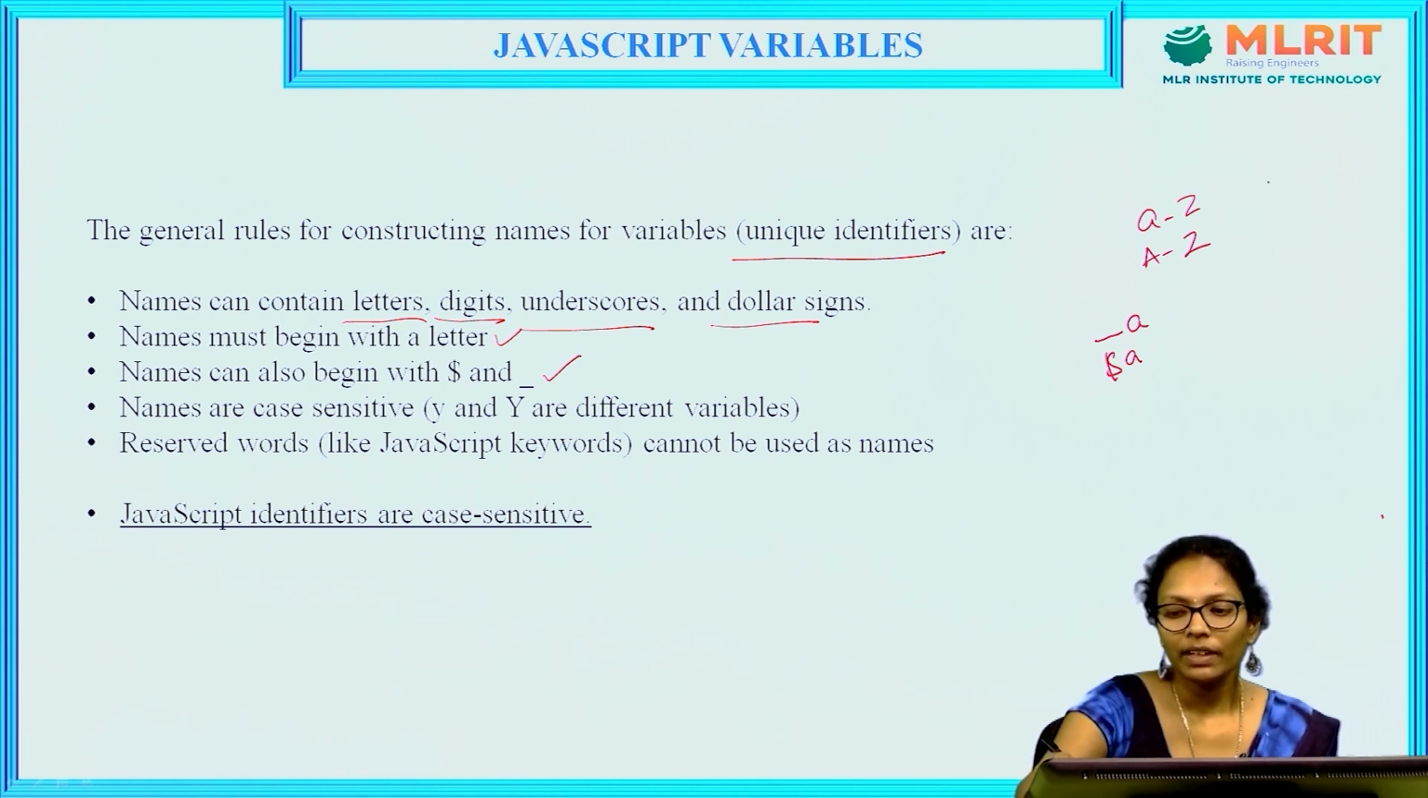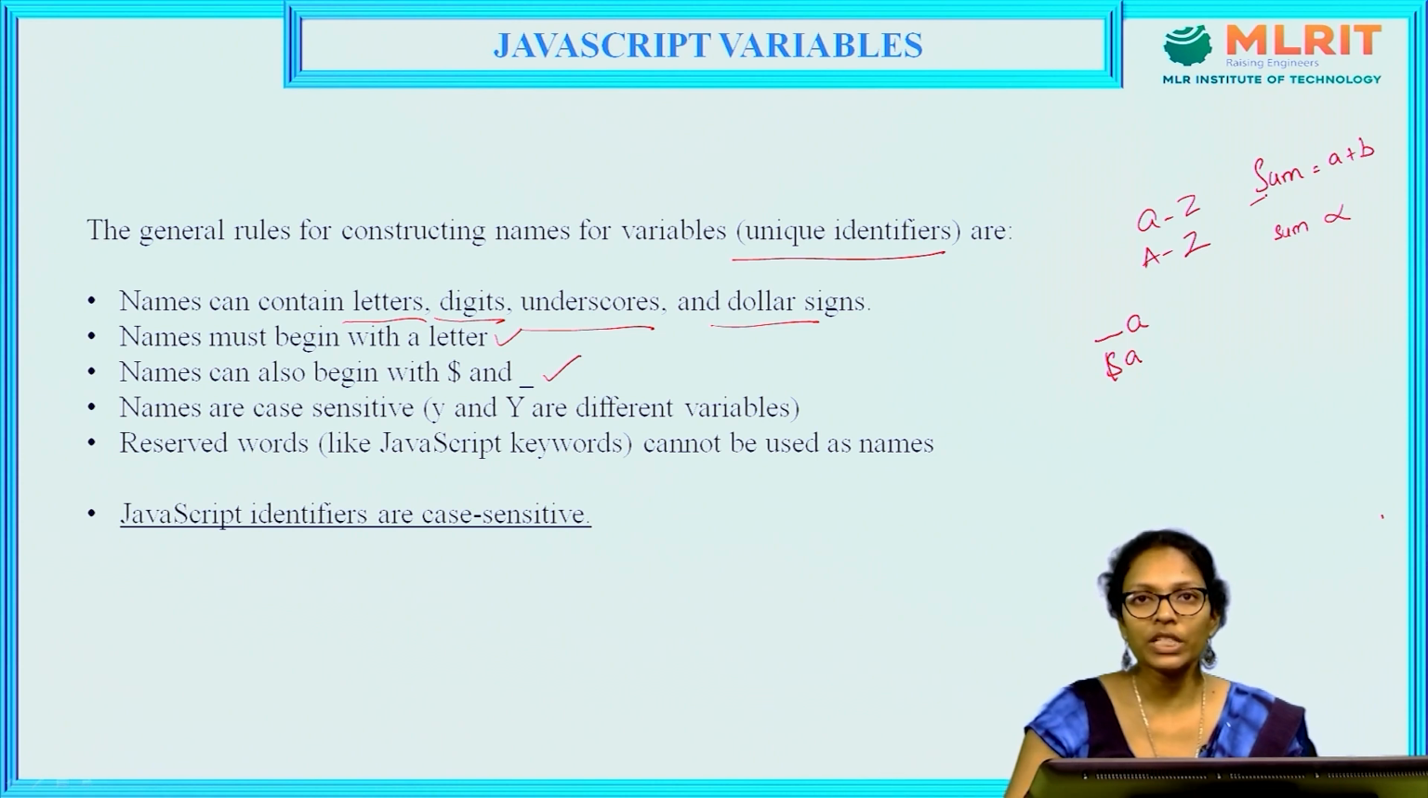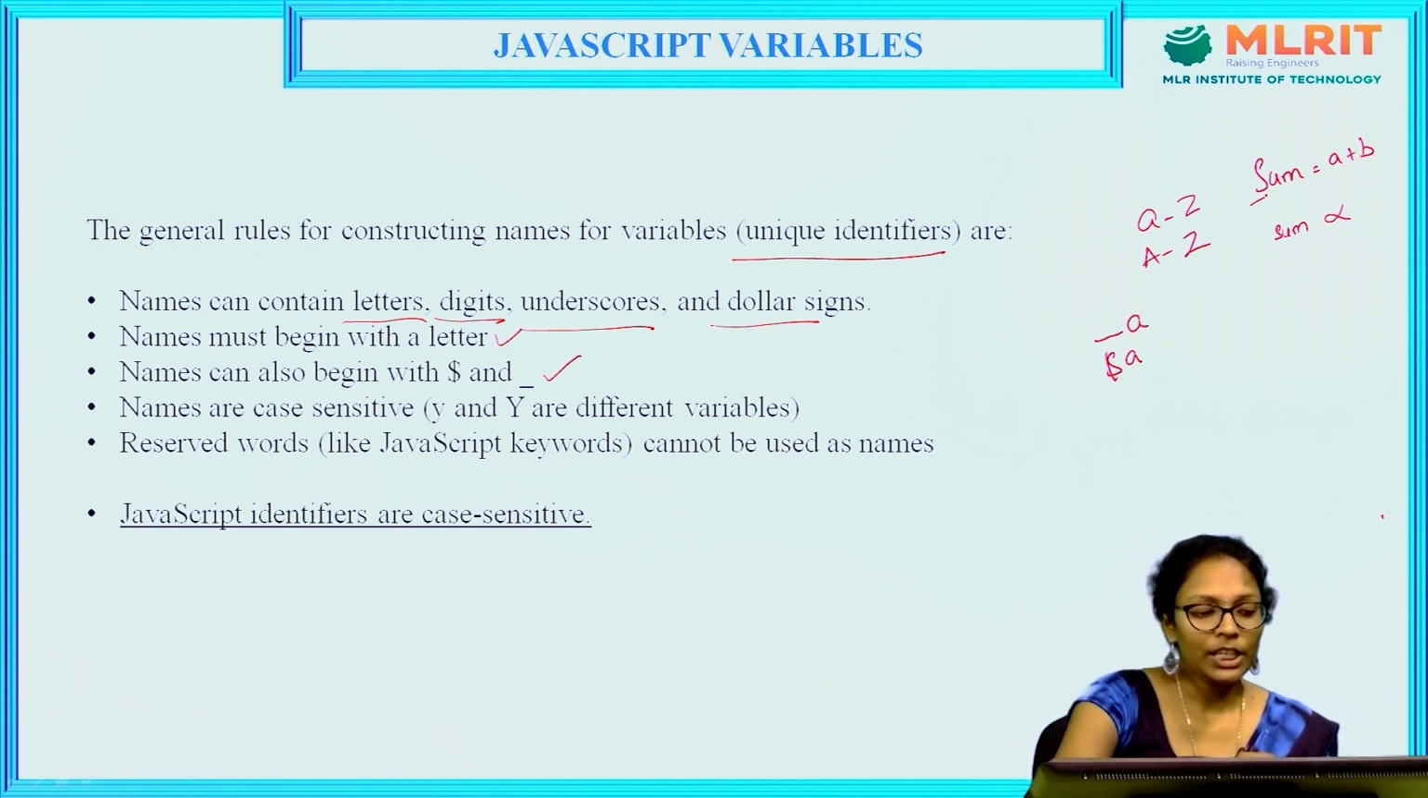That means if I write Sum is equal to a plus b, but whenever you print this value, if I write small sum, it is not acceptable. Whenever you declare, you used a capital letter, but whenever you print, you are using a small letter. So both are different here. Why? Because the variables in JavaScript are case sensitive, and you should not use any reserved words or keywords.